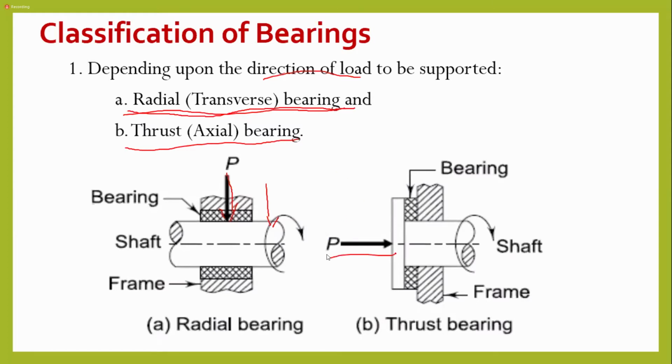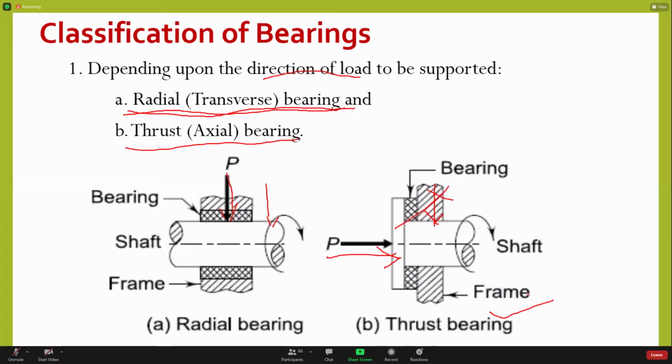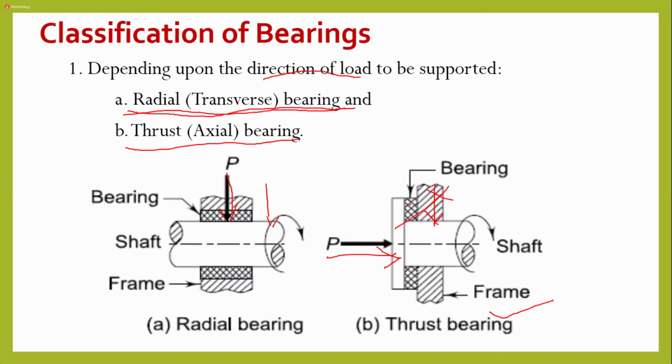Here the load is acting in this direction, not in that direction. That means it is acting in the axial direction. This type of bearing is called a thrust bearing. This is the bearing, and here this is the bearing. This is restricting the motion in this direction, and it is allowing rotation in the clockwise or rotary direction. So this depends on the type of the load.